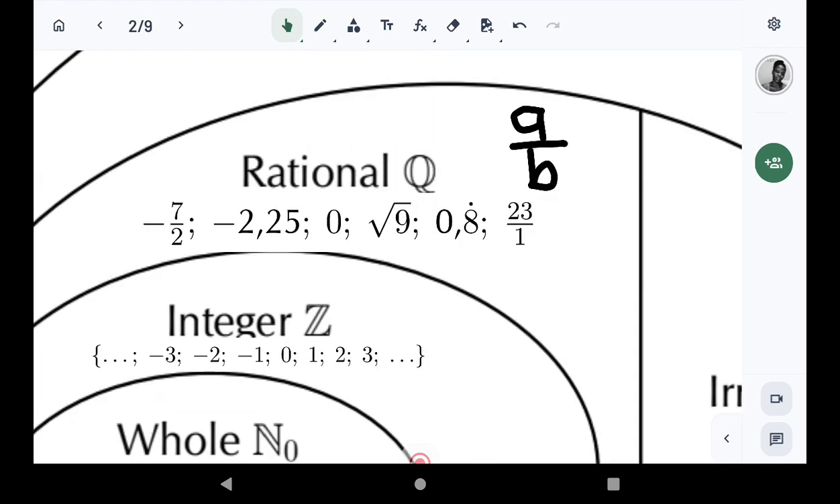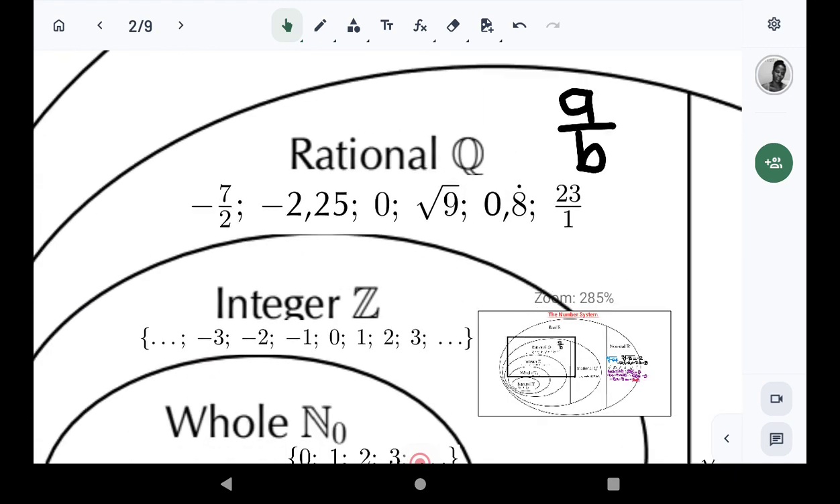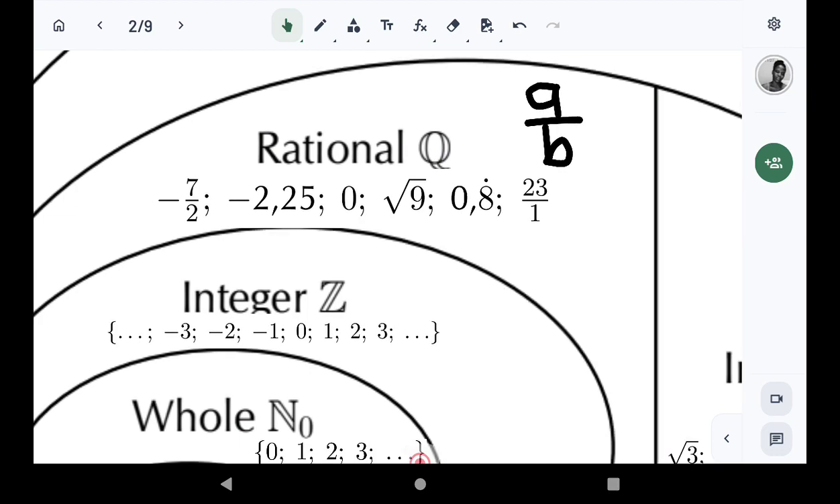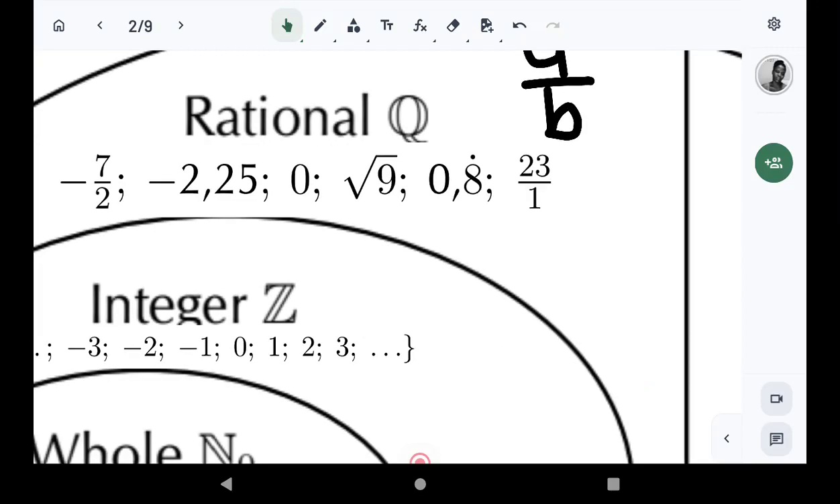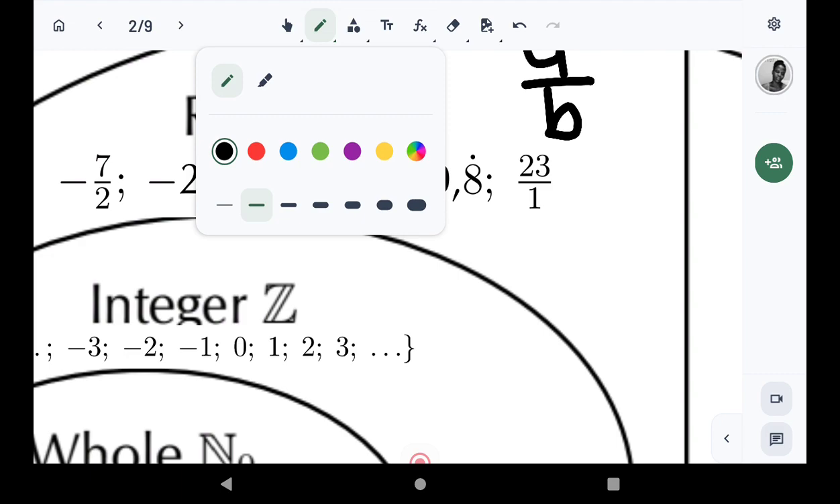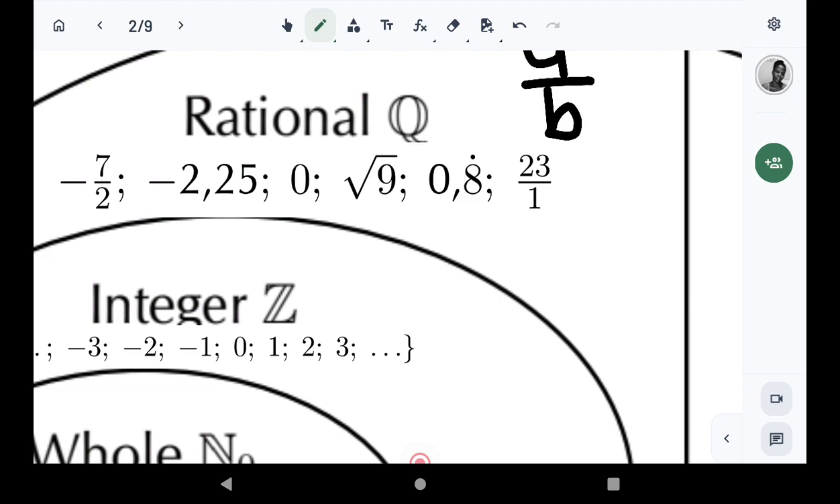That includes your 0. Yes, 0 can be written as 0 over any number except for 0, because 0 over 0 is undefined. Anything divided by 0 is undefined. Please don't include that. But 0 can be written as 0 over 1,000. It can be written as 0 over -5. It can be written as 0 over 1,000,000. It can be written as 0 over anything. 0 over 20, that is 0.